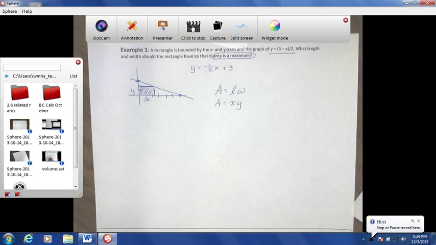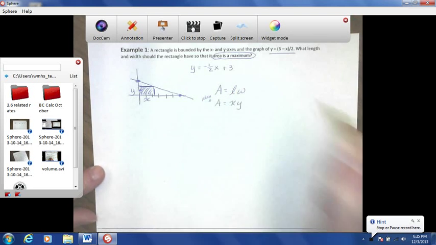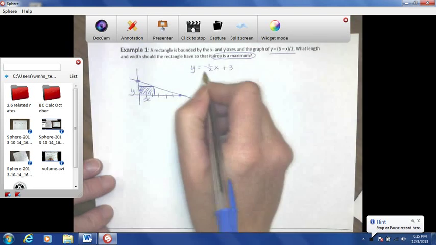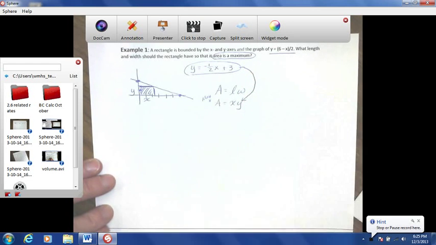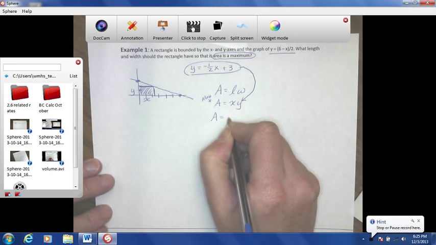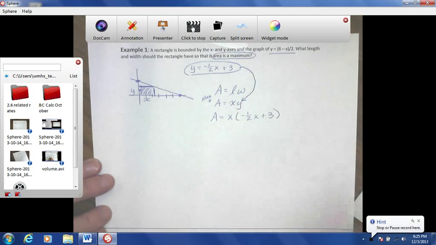So what we want to do is take a secondary equation, in other words, an equation that is not going to be optimized, and substitute it in. Since the area is the equation we want to maximize, I'm going to leave that one alone. But I can come up here to the equation of my line, and I can substitute that into the variable y. So the area is going to equal x times negative 1/2 x plus 3. This allows me to find the area, but in terms of a single independent variable instead of two of them.